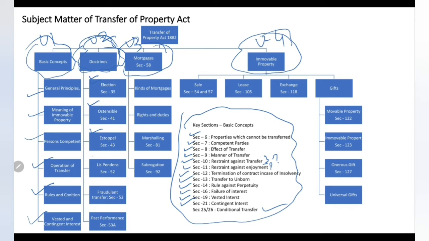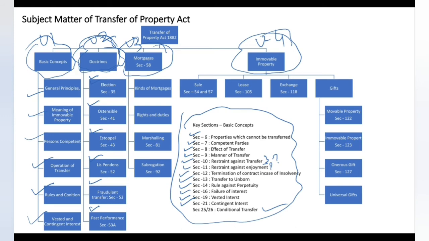Doctrine of lis pendens, section 52. Doctrine of fraudulent transfer, section 53. Doctrine of part performance, section 53A. Along with this, there are some related sections for these things, which we will study in the doctrines video.